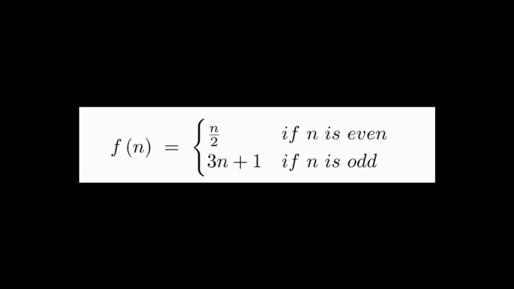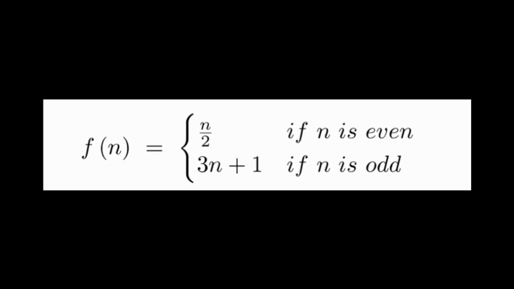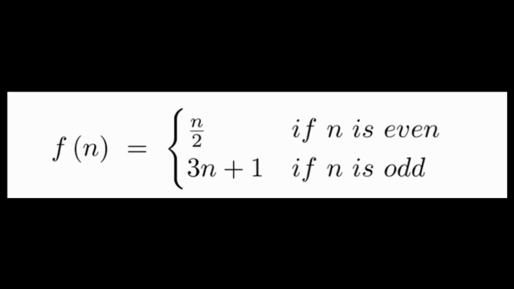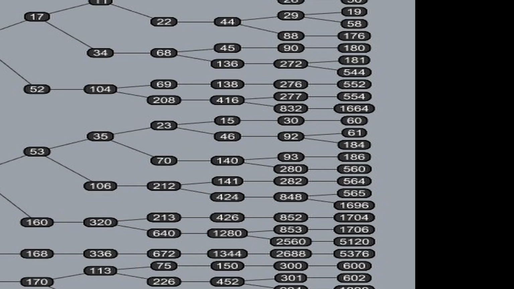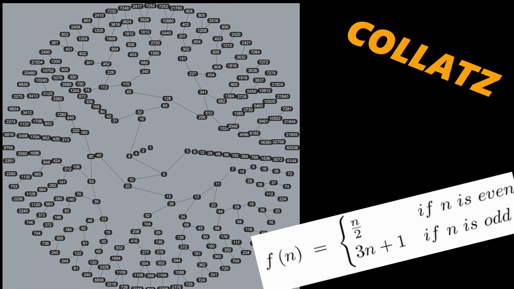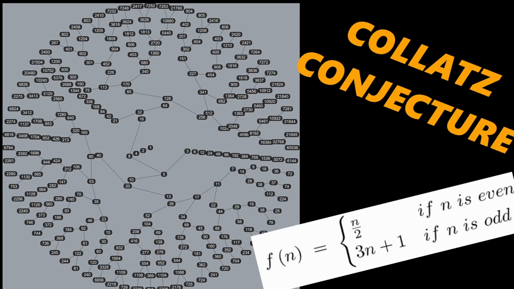If the number is odd, you multiply it by 3 and add 1. If it's even, you divide it by 2, essentially getting rid of 2 as a prime factor. The question is, under iteration, does every single number eventually reduce to 1? Today, I plan to take you on a unique journey through the Collatz Conjecture.